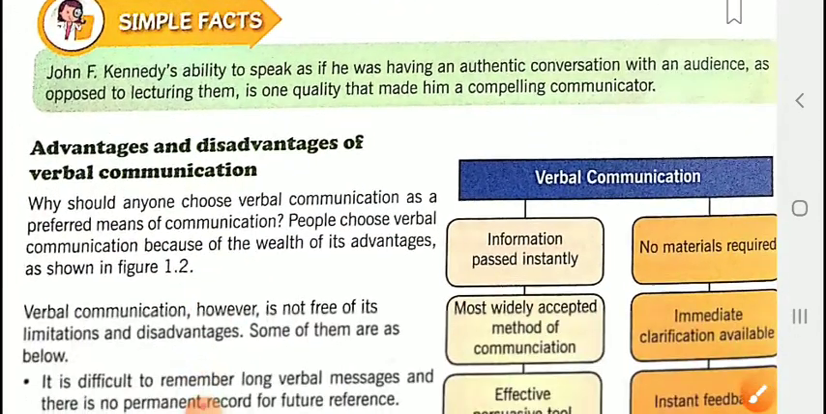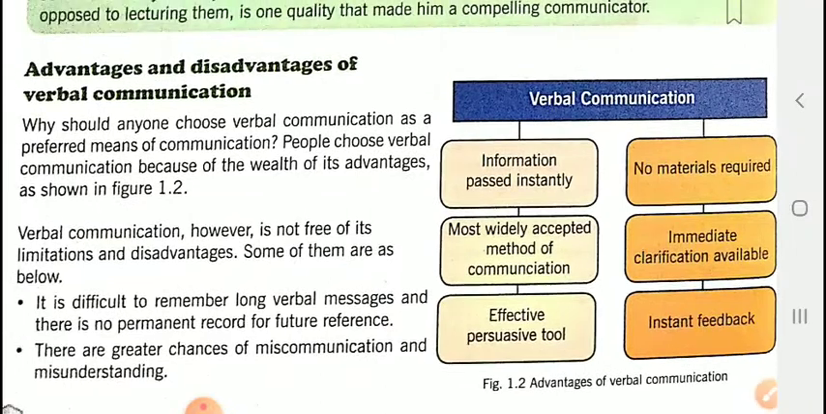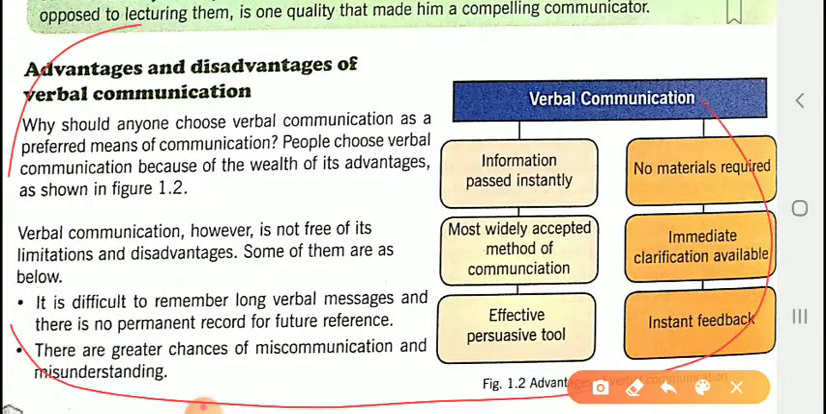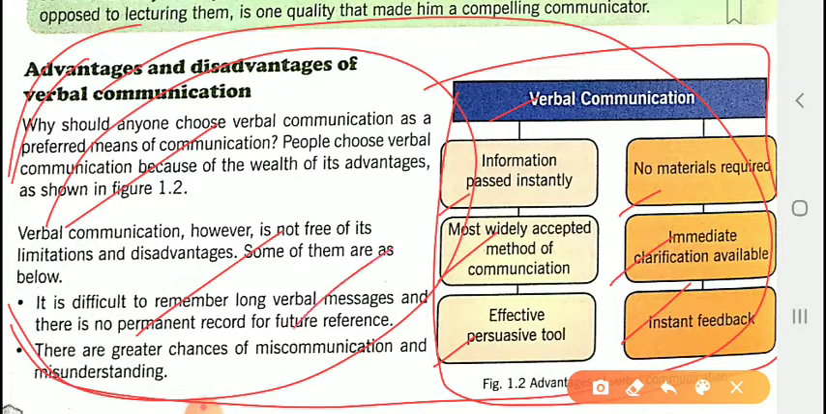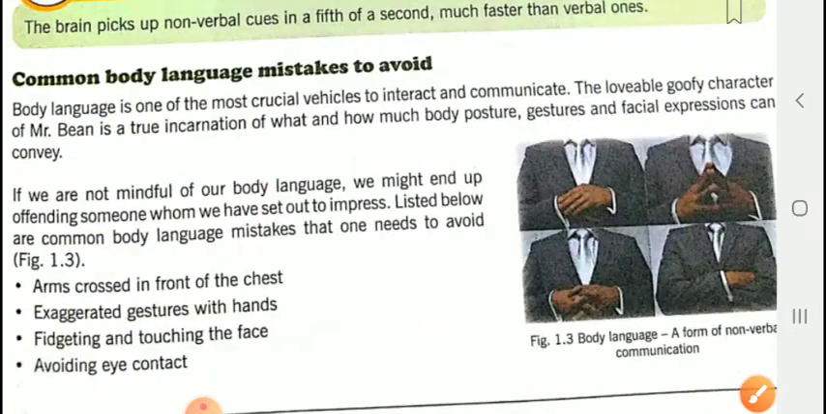Next thing is advantages of verbal communication. What are the advantages of verbal communication? We have to understand. In this figure we can easily see how we are able to communicate in verbal communication. Fast information, information passed instantly, no materials required, most widely accepted method of communication, immediate clarification available, effective persuasive tools and instant feedback. We can do the communication very fast and efficiently. These are the key features of this method.